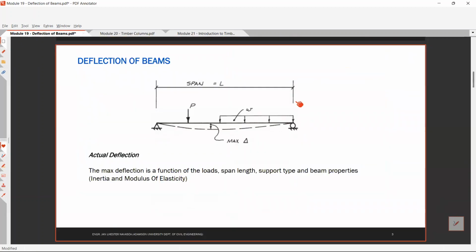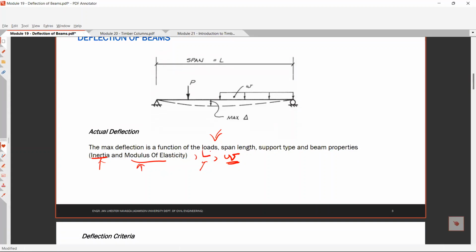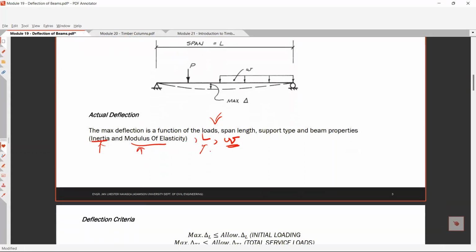For deflection of beams, the actual deflection computation comes from the maximum deflection, and it is a function of the loads, span length, support type, and the beam properties. Basically, we have the inertia, modulus of elasticity, the length, and the omega. The loads, the length, and for the beam properties, the inertia and modulus of elasticity. Those are the factors that affect the maximum deflection of a beam.